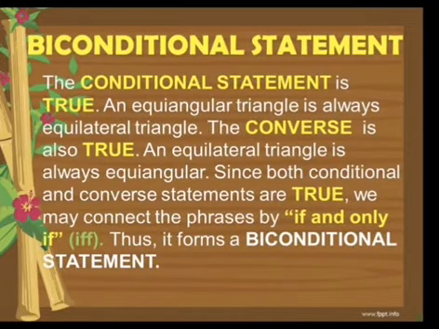Now, if we examine the conditional and the converse statements of the previous examples, they are as follows. The conditional statement is true. An equiangular triangle is always an equilateral triangle. The converse is also true. An equilateral triangle is always equiangular. Since both conditional and converse statements are true, we may connect the phrases by if and only if, or in symbol IFF. Thus, it forms a biconditional statement.